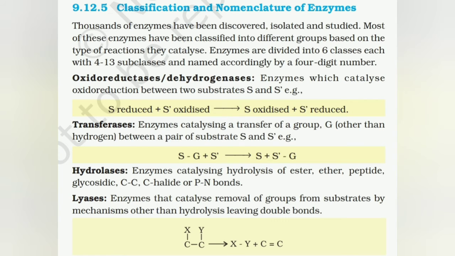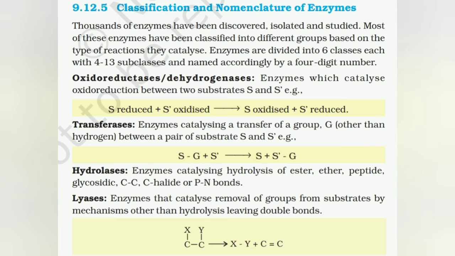Classification and nomenclature of enzymes. Thousands of enzymes have been discovered, isolated, and studied. Most of these enzymes have been classified into different groups based on the type of reaction they catalyze. Enzymes are divided into 6 classes, each with 4 to 13 subclasses, and named accordingly by a 4-digit number.